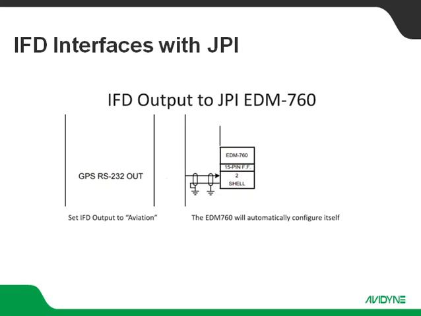On the IFD side, another little handy point is that the IFD is capable of setting aviation data output on multiple ports. So if you have a scenario where you've got a fuel flow device like an EDM760 as well as a 406 ELT that's also expecting aviation data, you don't necessarily have to parallel those lines. You can set multiple RS-232 outputs to aviation and they will all work. So keep that in mind when you're planning your installation.